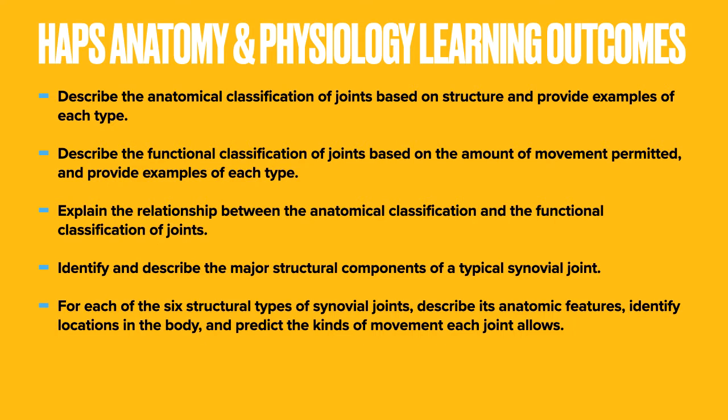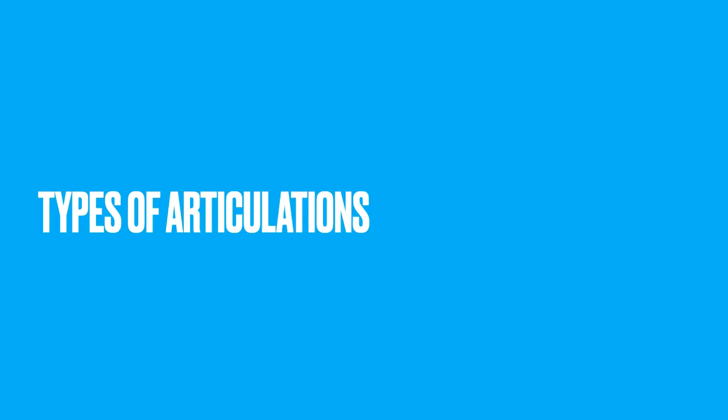We'll explain the relationship between the anatomical classification and the functional classification of joints, as well as identify and describe the major structural components of a typical synovial joint. And then we'll talk about the 6 structural types of synovial joints, describing the anatomic features, identifying locations in the body where they're found, and predicting the kind of movement each joint allows.